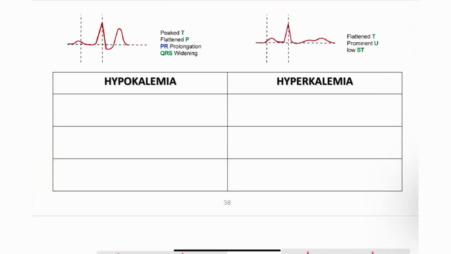Next, hypokalemia differences and hyperkalemia differences. What are the differences that you have to remember, guys? First, hyperkalemia is associated with tall T waves and ST elevation. Here you can see T waves are tall and ST elevation. Next, QRS complexes will be broad and PR prolongation is also seen.